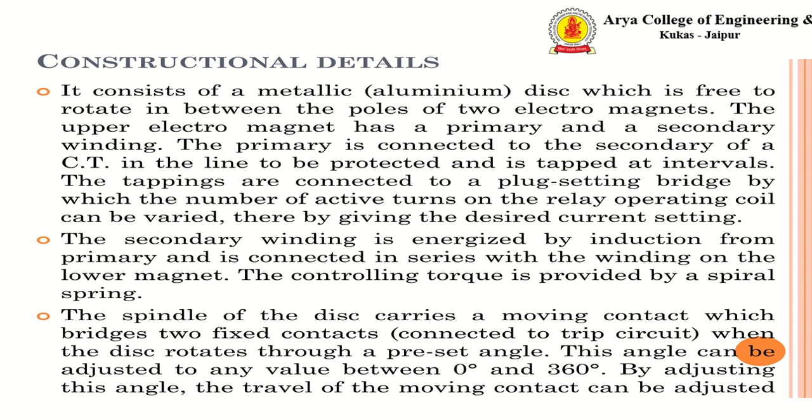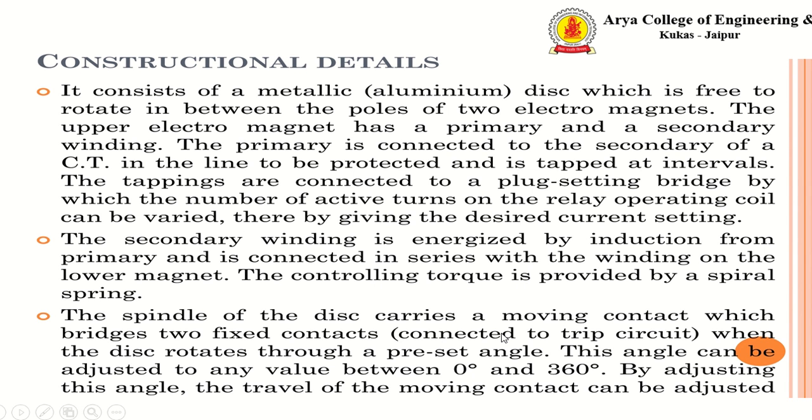Construction details. It consists of a metallic disc which is free to rotate between the poles of two electromagnets. The upper electromagnet has a primary winding, and a secondary, the primary being connected to the CT of the line to be protected and tapped at intervals. The tappings are connected to a plug setting bridge by which the number of active turns on the relay operating coil can be varied. Similarly, the secondary winding is energized by induction from the primary and it is connected in series with the winding on the lower magnet. The controlling torque is provided by a spiral spring.